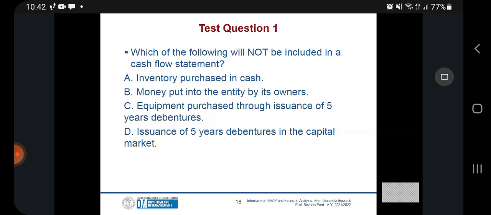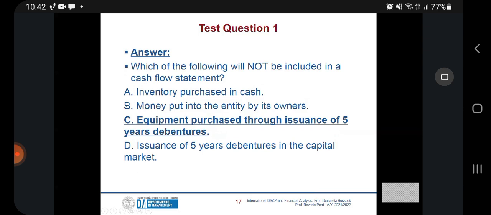This is easy. C. Okay, C. Equipment purchased through issuance of 5 years debentures. Actually, I just said that as an example previously, so it was easy. Everything else was involving cash. Inventory purchased in cash, it will be included in the statement.